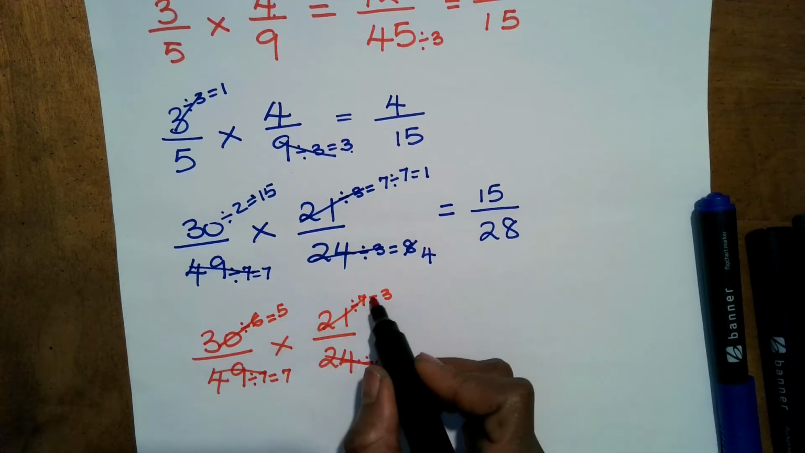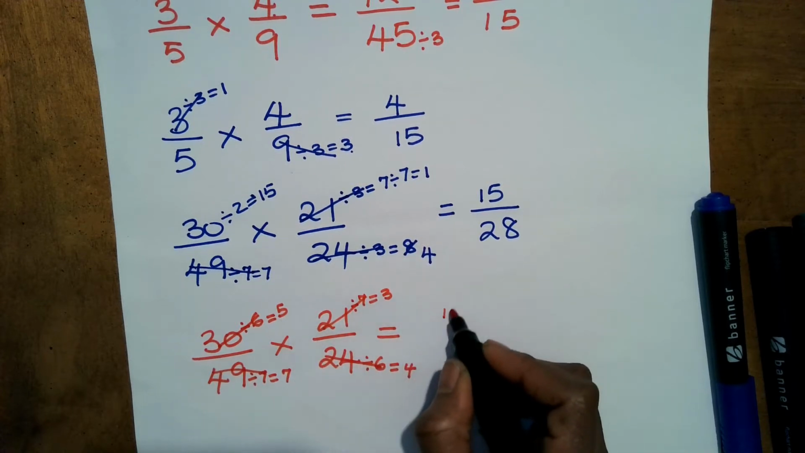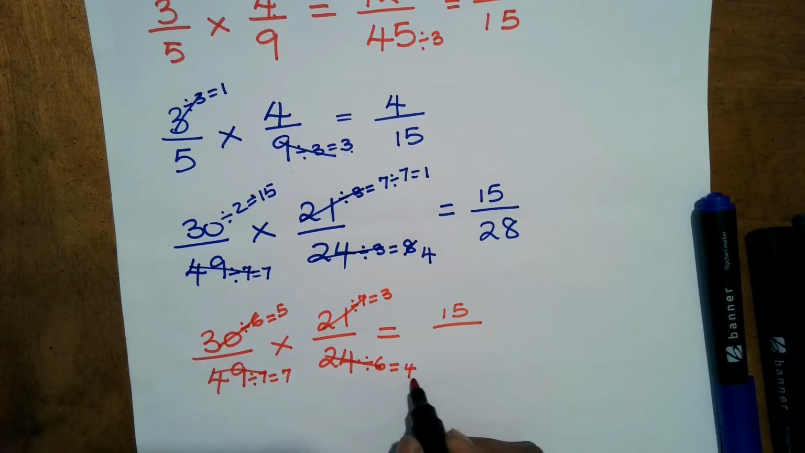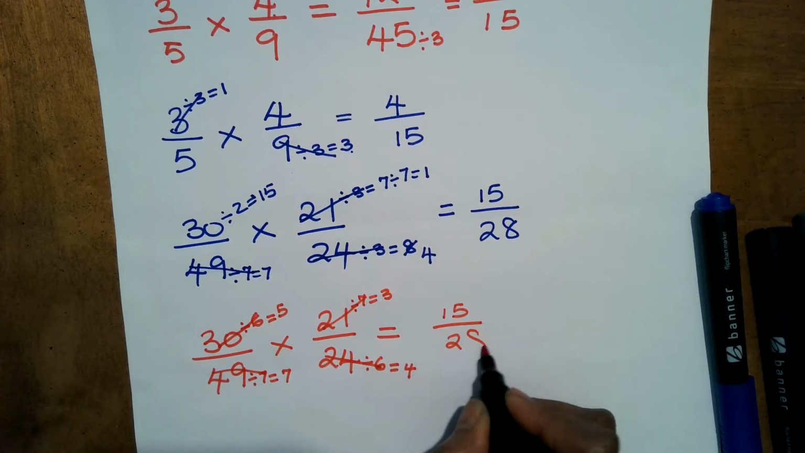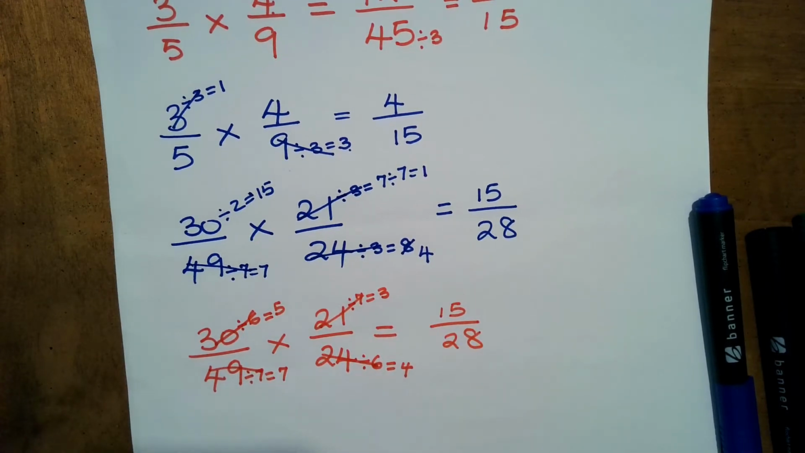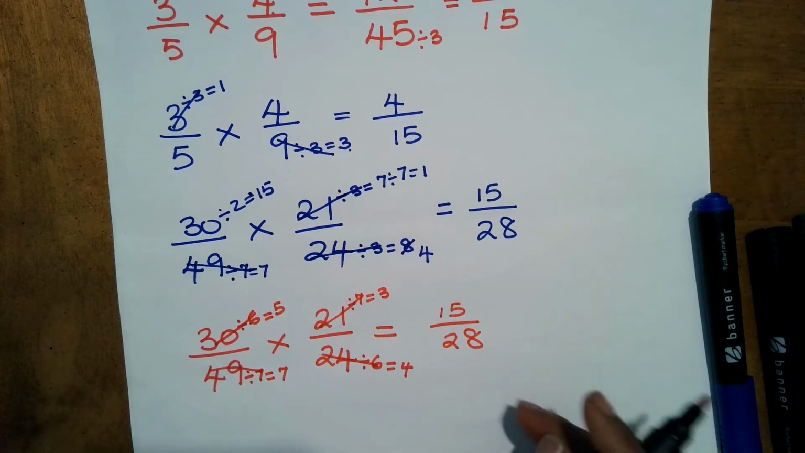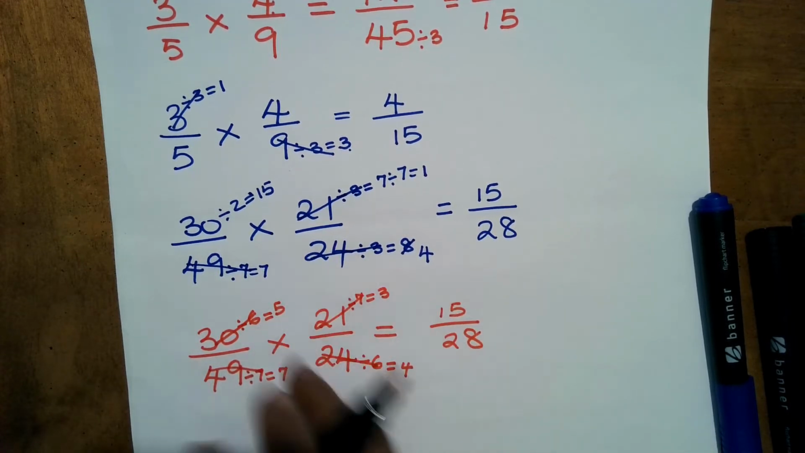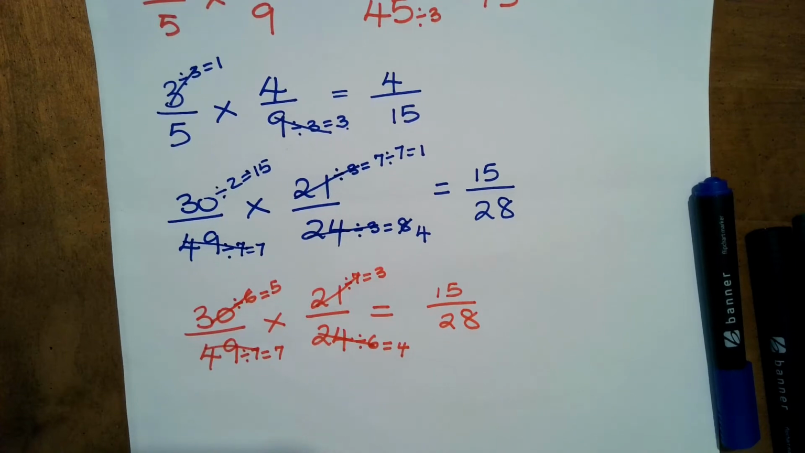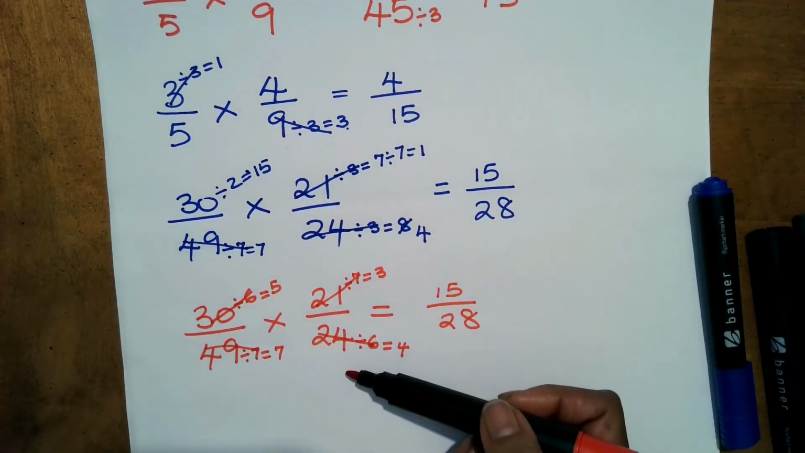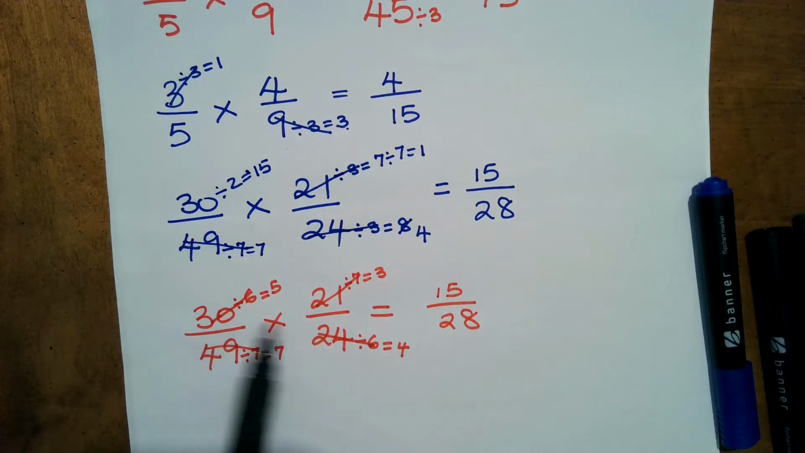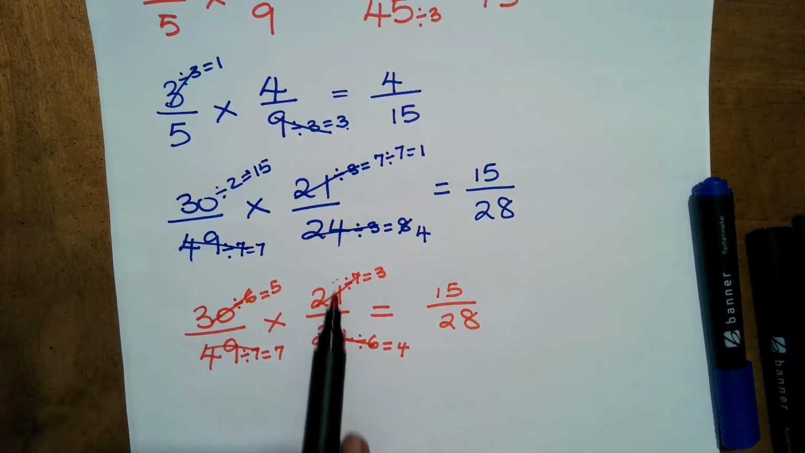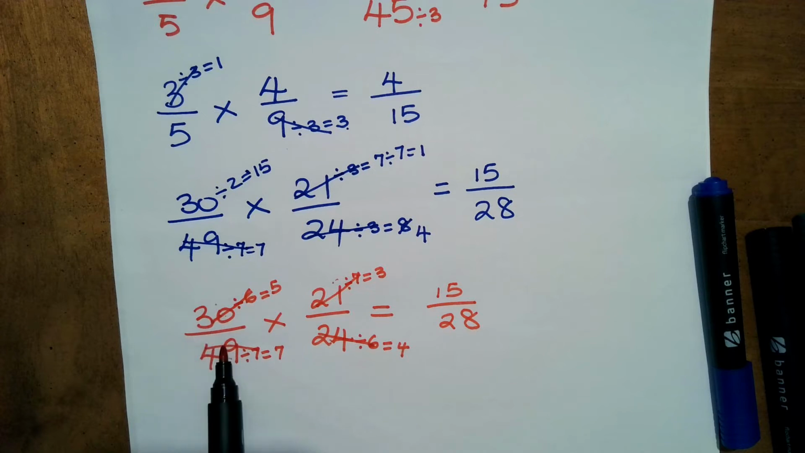So 5 times 3 will give me 15. 7 times 4 will give me 28. So in multiplying fractions, you either do the crisscross by finding a number that can go through with the numbers diagonal or the numbers up and down. So you either do it diagonally, or you can do up and down.